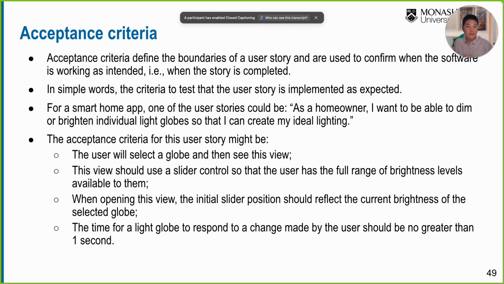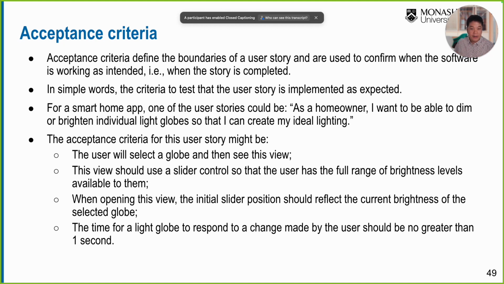Let's take a look at an example. Let's say we have a smart home application, okay? One of the user stories could be, as a homeowner, I want to be able to dim or brighten the individual light globes so that I can create my ideal lighting, okay? That's the value. And there's a purpose as well. We need to dim the light. How can we test it? How can we ensure that this user story is implemented correctly, right?